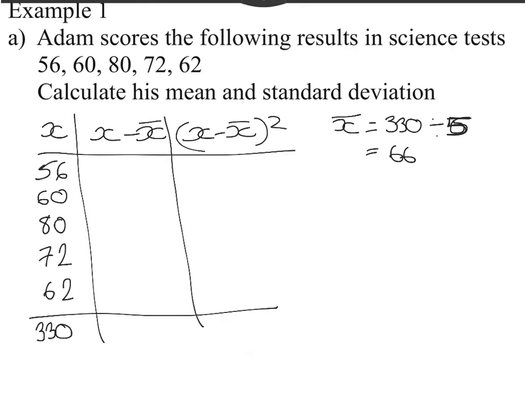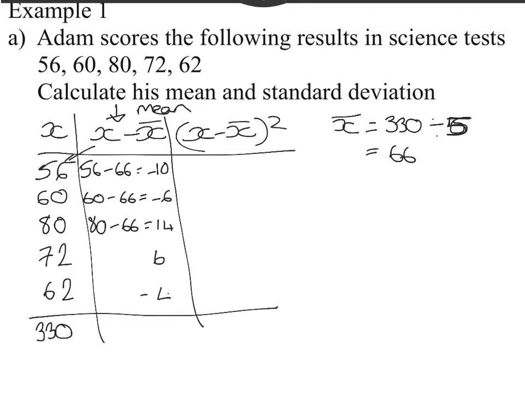Now this column here, the middle column, x is each of these numbers here, x bar is your mean. So what we do is we take this number here, 56, and we take away our mean, and that gives us minus 10. We then take the 60, take away our mean again, gives us minus 6. We then take the 80, take away 66 again, is 14, and so on. I'm not going to keep writing out all the numbers because in general I don't always have room for this. So 72 take away 66 is 6, and 62 take away 66 is minus 4.